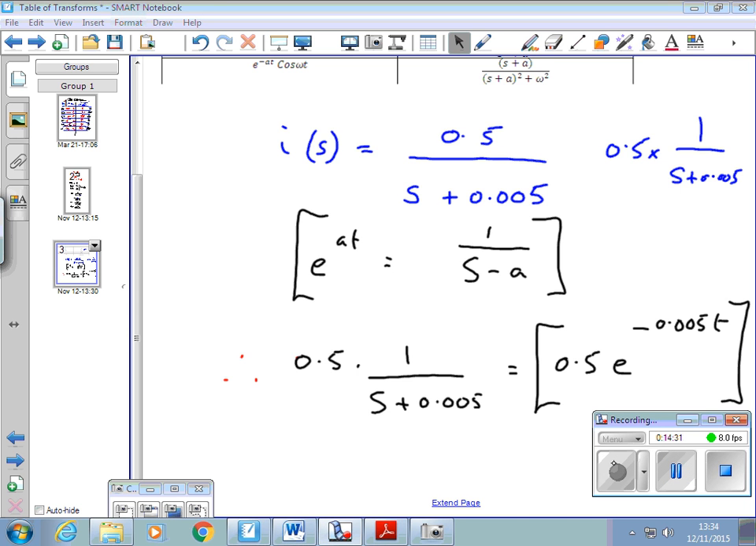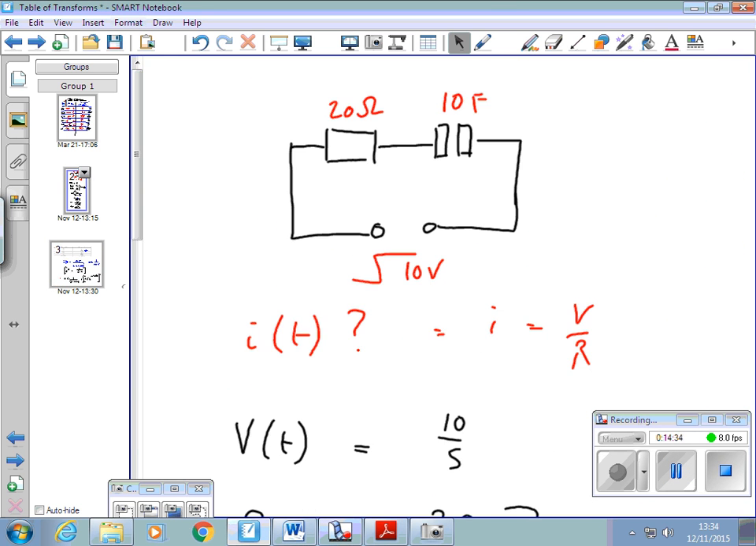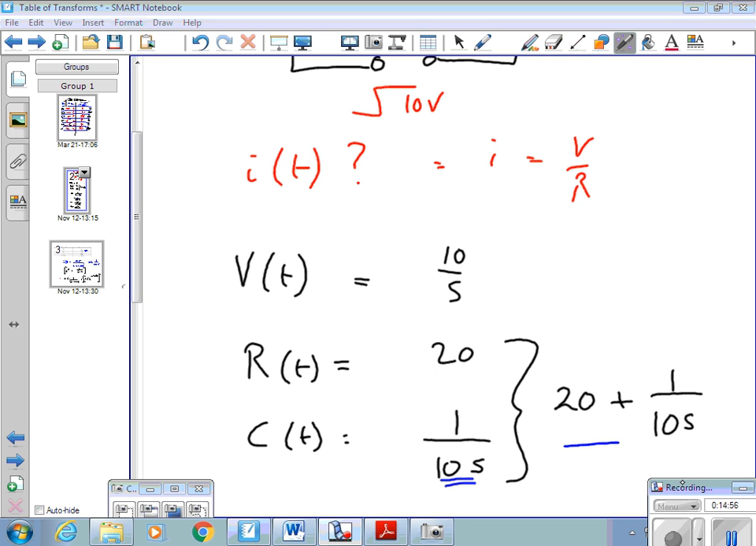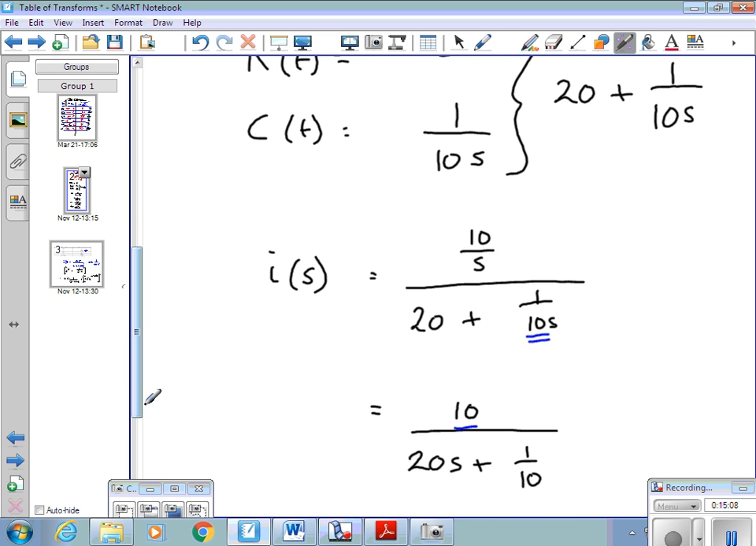So let's just recap this. We've taken a circuit. We've taken our components in the circuit and transformed them into S space. So a 20 ohm resistor looks like 20 in S space. A 10 farad capacitor becomes 1 over 10s in S space. And then I add them together because they're in series, 20 plus 1 over 10s. What does the voltage become if it's a step voltage? 10 over S. And then I apply Ohm's law. I equals V over R, effectively.